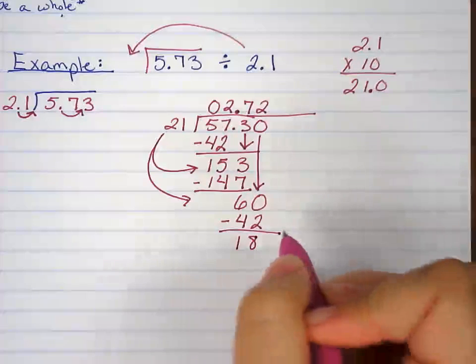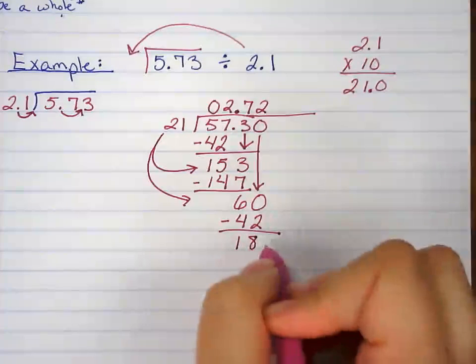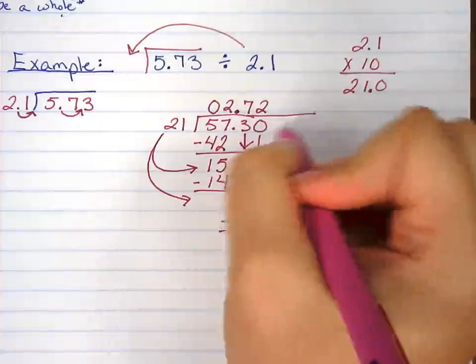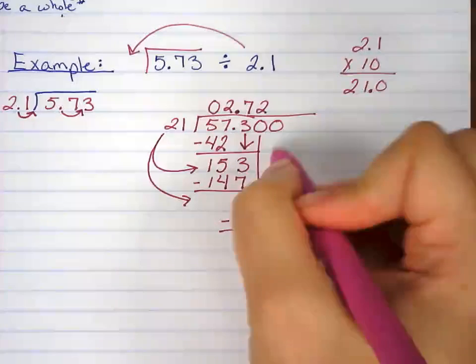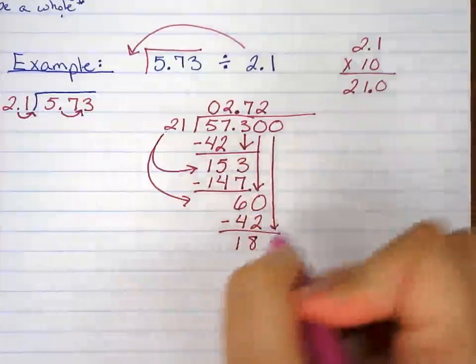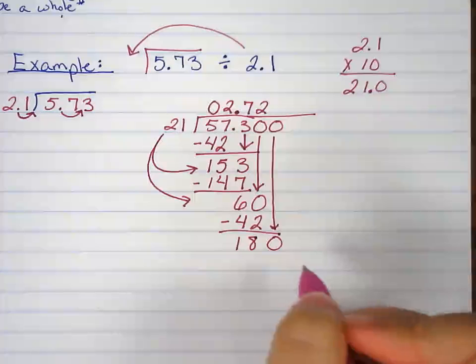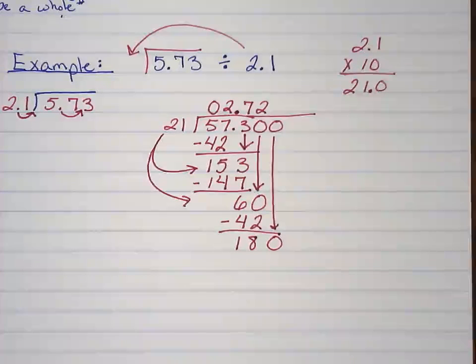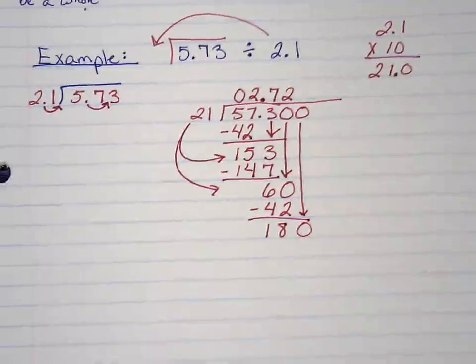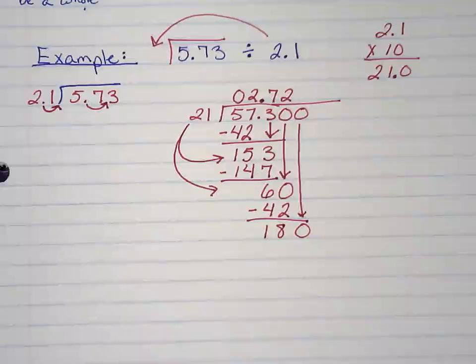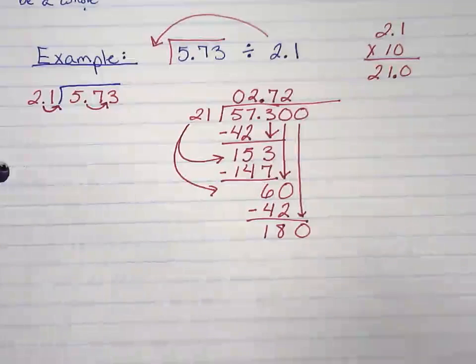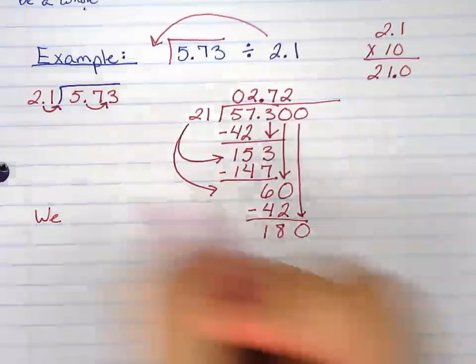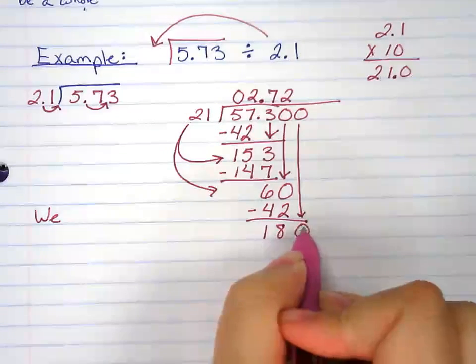Brother brings down. Well, I don't have any more digits up here, so I'm going to annex another 0 and bring it down. And Rover tells us to repeat. Now, this process can go on for a very, very long time. So how do we know when we can stop? Well, we know we can stop when we have nothing left over.